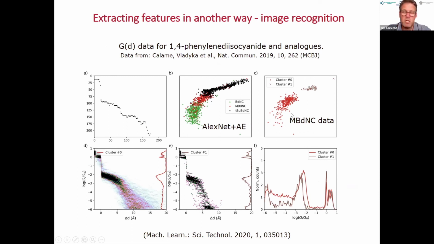But when you then look into each individual molecule, you all of a sudden start to see something different. Namely, for MBDNC, for example, we see a larger cluster, cluster 0 in red, and we see a smaller cluster, a subpopulation here in brown, right?